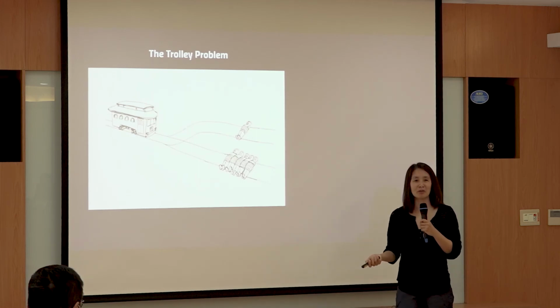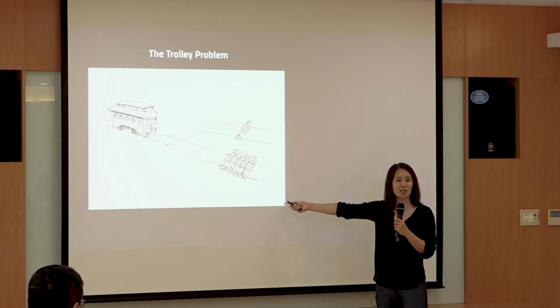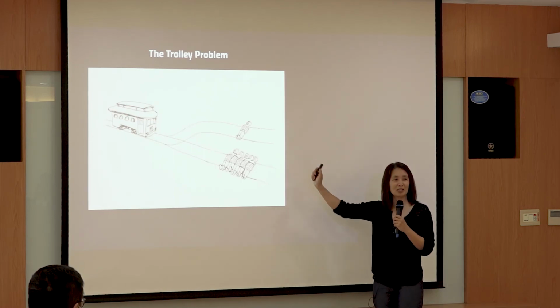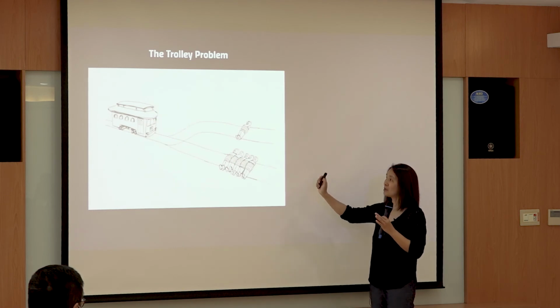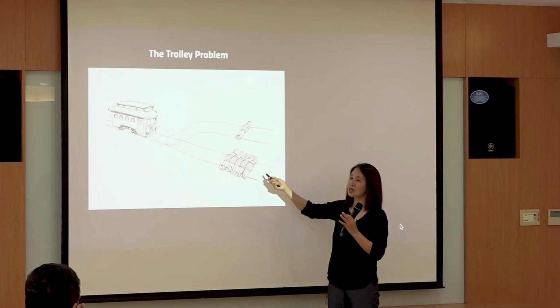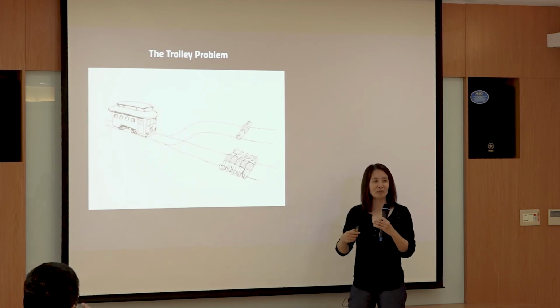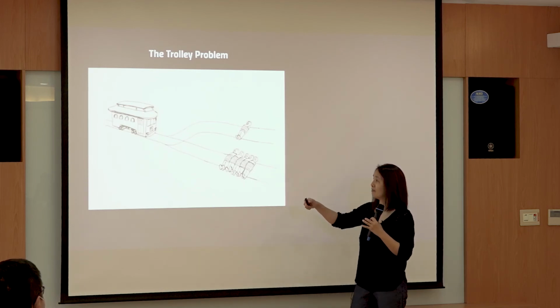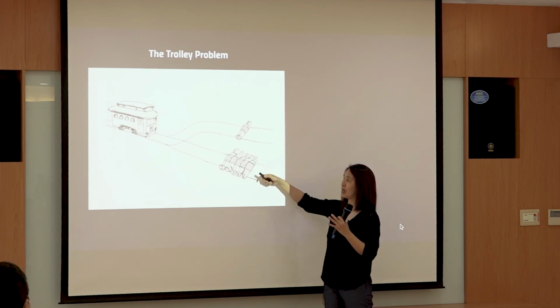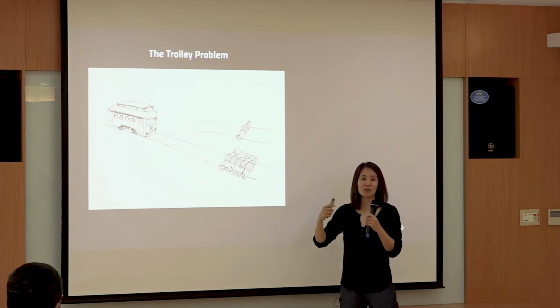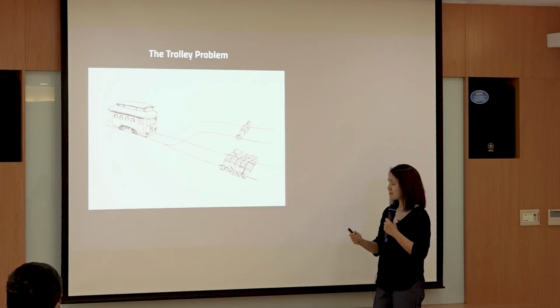Should it be made by a computer? Even for a human, this is such a complex problem, right? Because there are so many things to decide. Who are these people? Are some old and some young? Is it really one is less than five? You all know the trolley problem. It's a very complex, philosophical problem about the value of human life and what should be valued and what should not be valued.